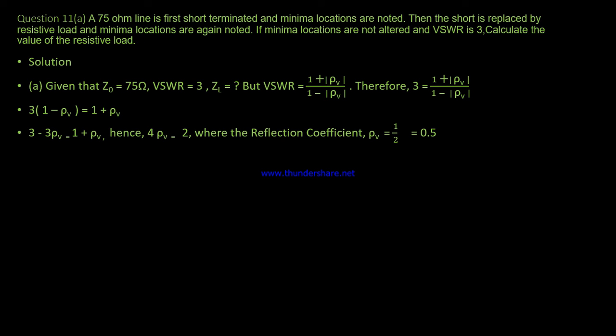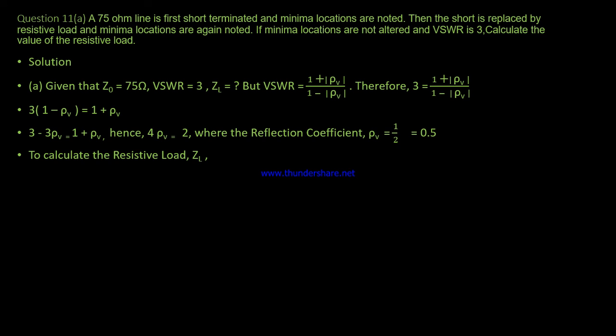Given that Z0 is 75 ohm and VSWR is 3, how can we calculate the load impedance? As we know, VSWR is 1 plus reflection coefficient all over 1 minus reflection coefficient. Substituting our values, 3 is equal to 1 plus reflection coefficient all over 1 minus reflection coefficient. That gives us a reflection coefficient of 0.5.